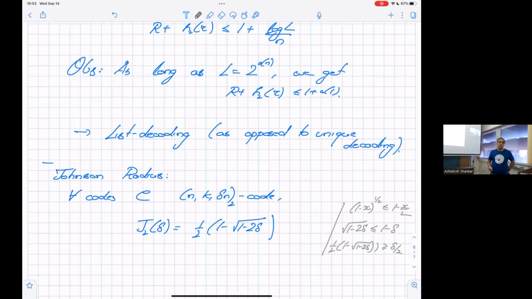No, this is for delta. So we are working with codes. Plotkin, we understood Plotkin. So delta is always less than half. We're never talking about codes which are more than half. Yeah, things are all going to make sense.